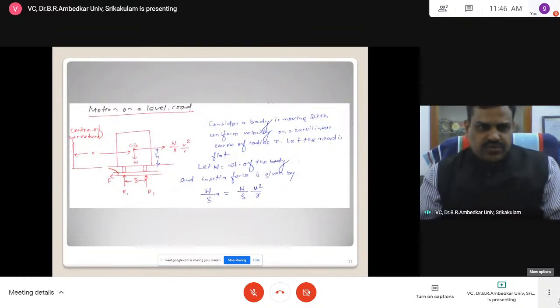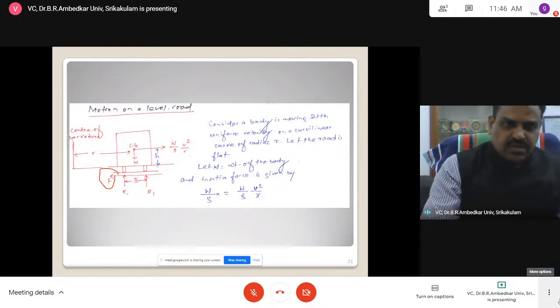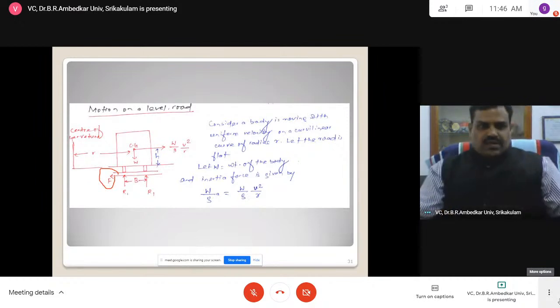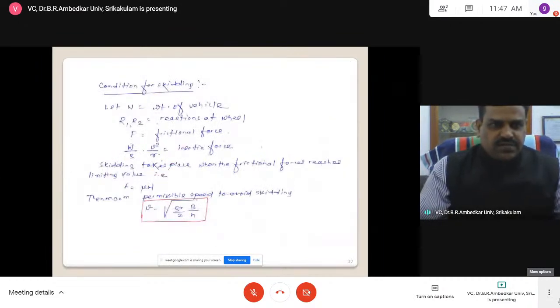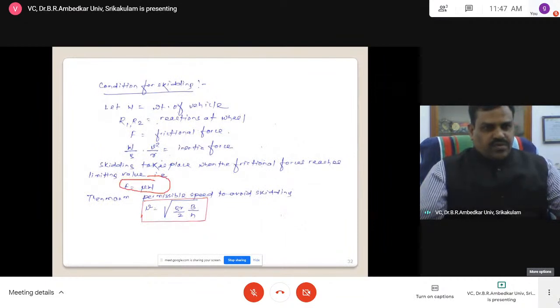Now one force is acting. You have to go with the frictional force, and this is the inertial force. F is equal to mu times W. This is mu N, now we have to equate.